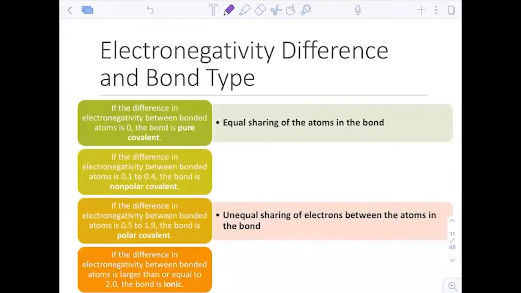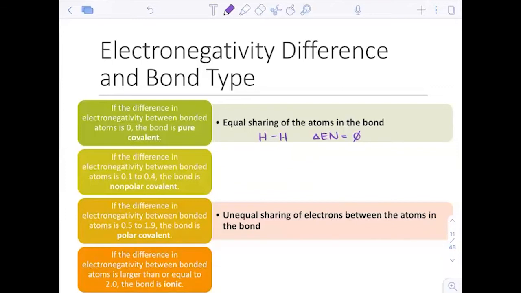Electronegativity and difference in bond type. If the difference of electronegativity is 0, that is equal sharing, so things like H and H2, the change in electronegativity there is 0 because those two atoms are identical. That is what we call pure covalent.